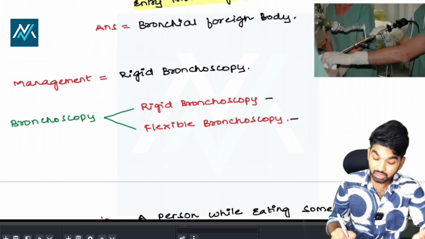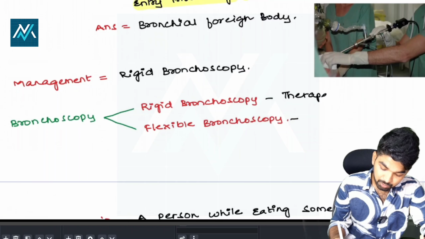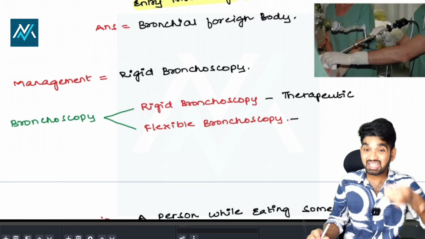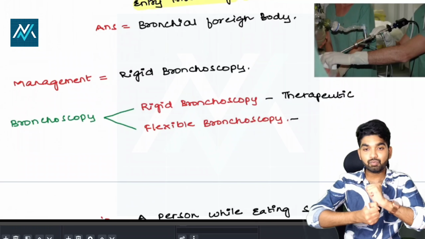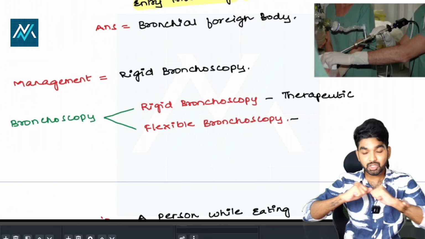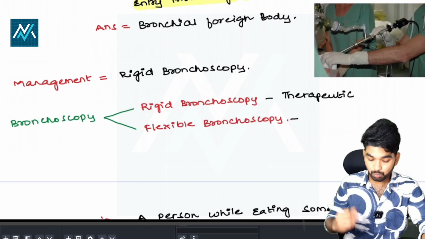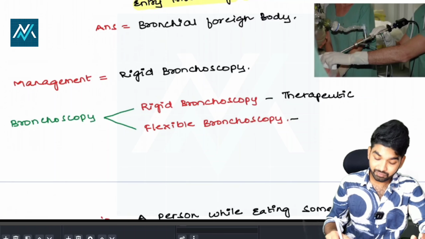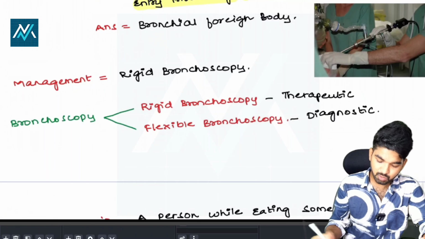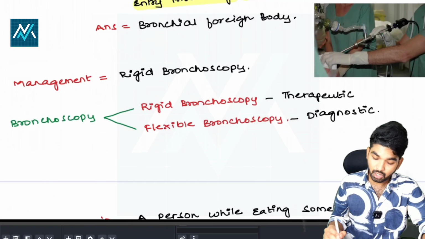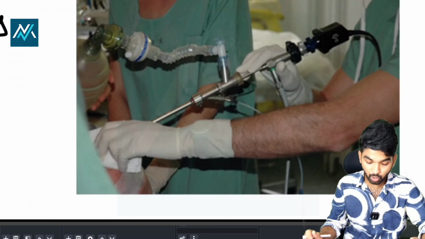Rigid bronchoscopy is more therapeutic, for treatment purposes. But flexible bronchoscopy is flexible. The bronchoscope here is rigid. Can you see it is made of metal and it is rigid? So the flexible bronchoscopy is more for diagnostic purposes. Clear? Okay, right. Now let me show you what this procedure is which the pulmonologist is doing here.